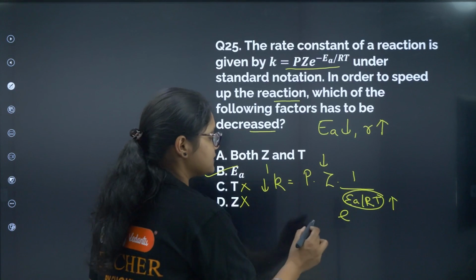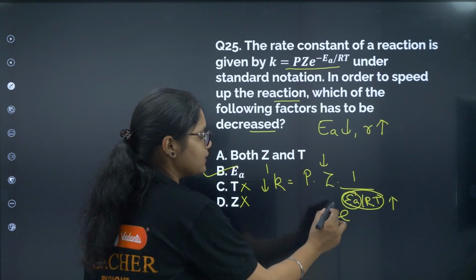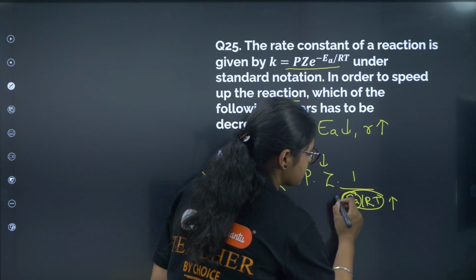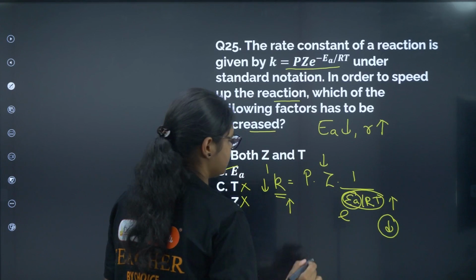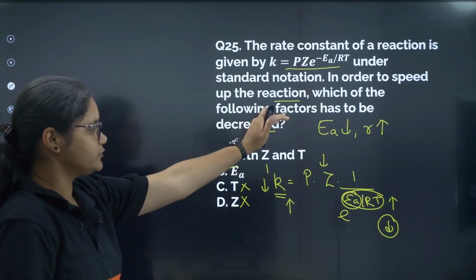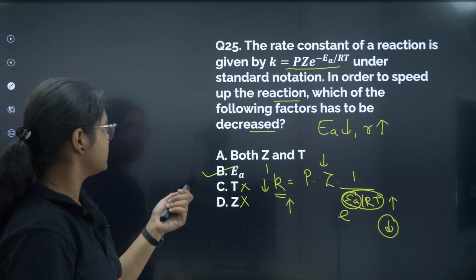Now if you decrease EA, if only the activation energy is decreased, then this fraction will decrease. So that means I can tell this whole term will decrease. If this whole term decreases, then K will increase. Inversely proportional. So by that we can say EA, or directly also we know whenever activation energy decreases, the rate of the reaction will increase.